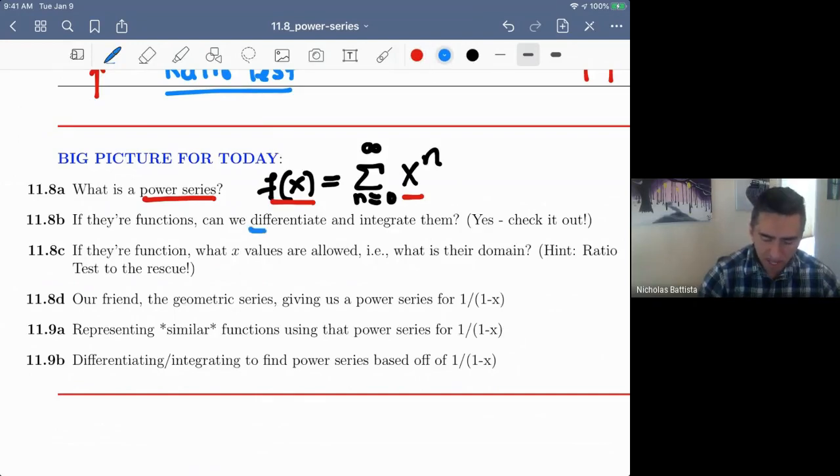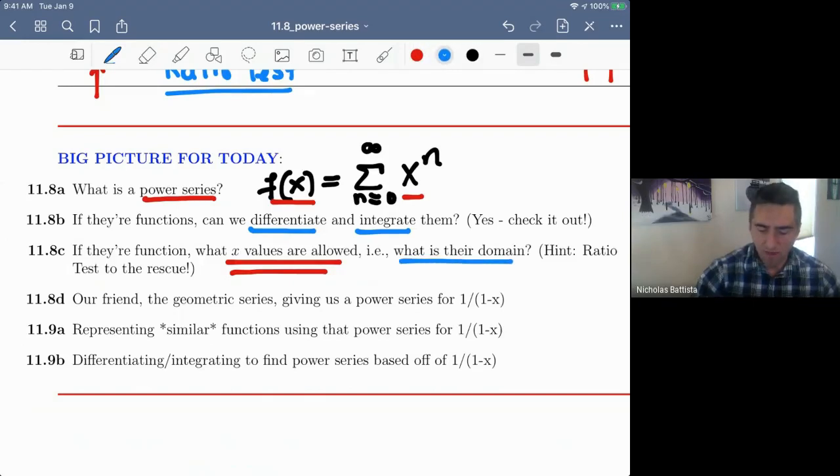So we'll discuss today that we can actually integrate or differentiate these types of power series, as well as the big question that we're going to hit today: if they actually are functions, what values of x are we actually allowed to evaluate our power series at? That's basically asking the question, what is their domain? And the nice thing for us is this is where our friend, the ratio test, is really going to help us narrow down negative infinity to infinity as possible x values to put into that series, narrowing it down to a more specified region.